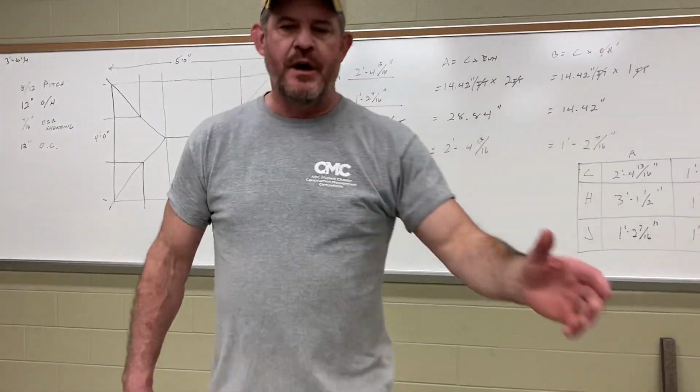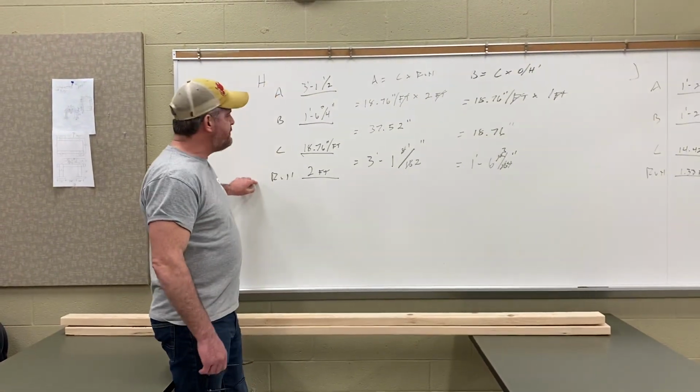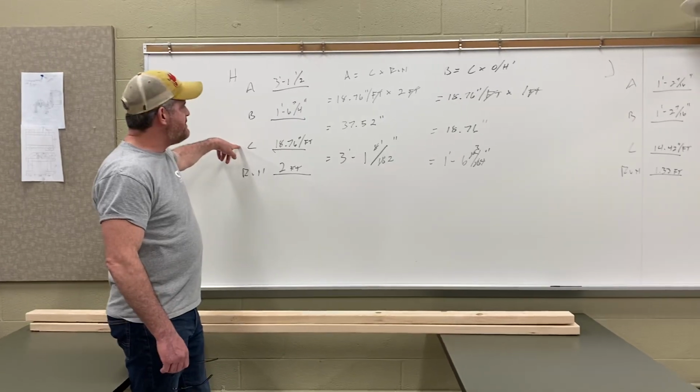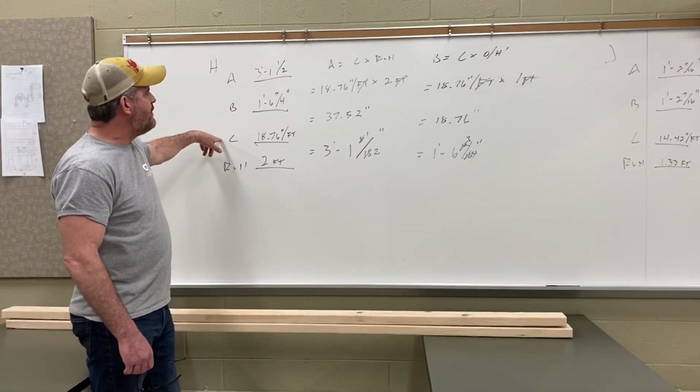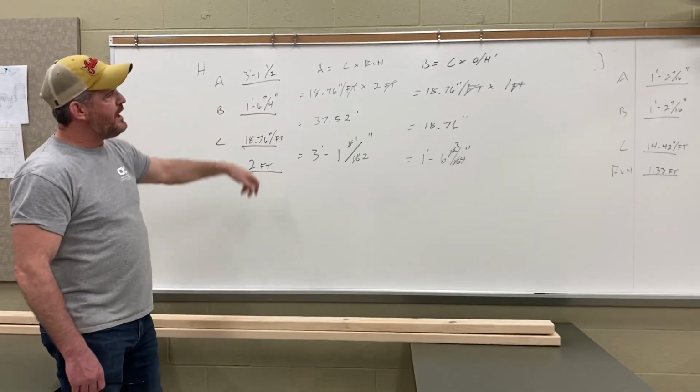If we go over here, you can see that I've done my hip math right here. My run is still 2 foot. My C changes to my 18.76 inches per foot. Again, using our Pythagorean theorem. Solve for A and B. There's my A and my B.